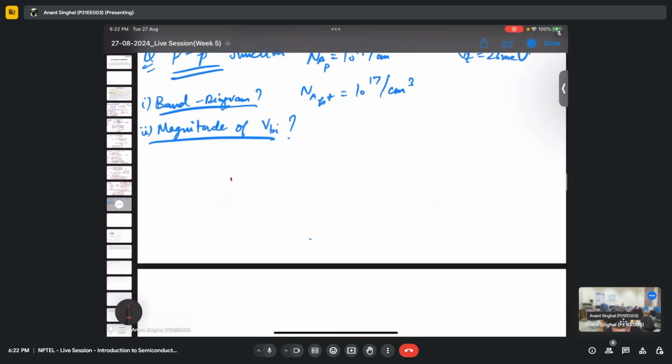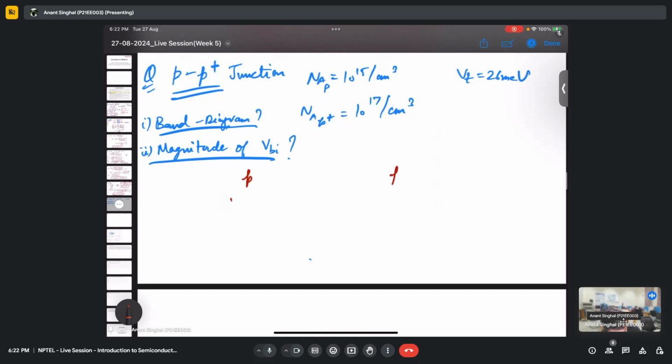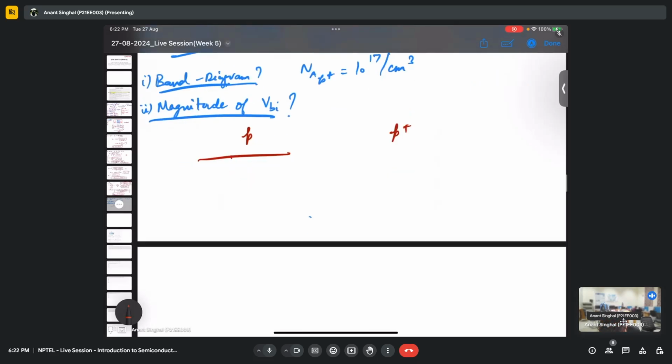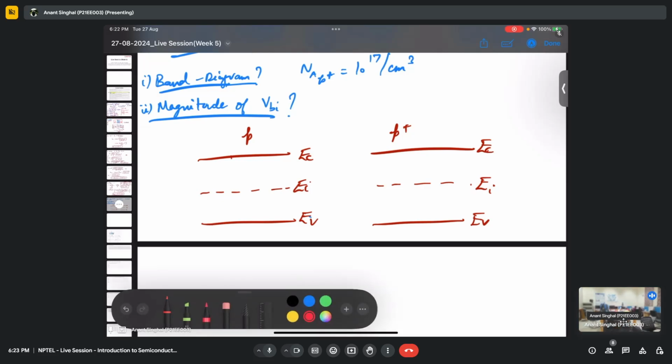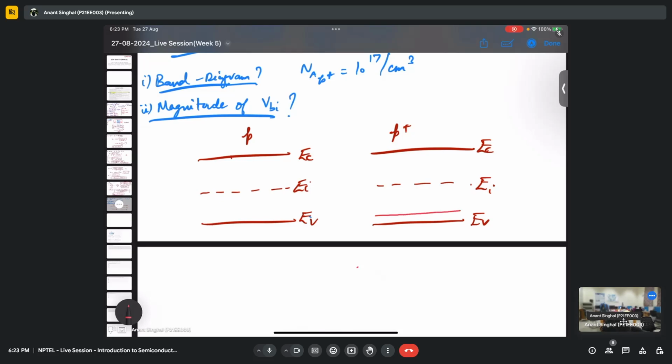Yeah. So let's try to do it. Let's first make the junctions separately. So this is a P type semiconductor in which we have EI, EC, EV, and this is P plus, which will be similar. And again, this problem is at equilibrium. So can anyone tell in which case the Fermi level will be closer to the valence band? P plus. Yeah. So I hope everyone understands that in P plus, since we have a higher doping, the Fermi level will be closer to the valence band here.